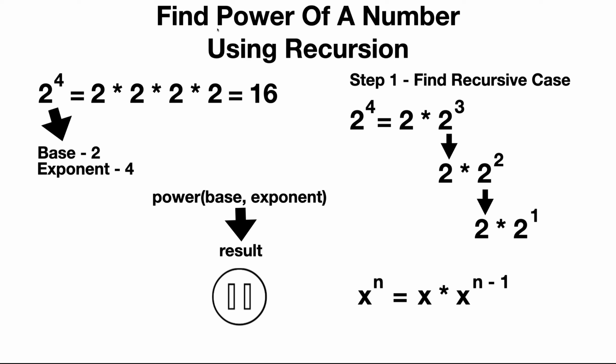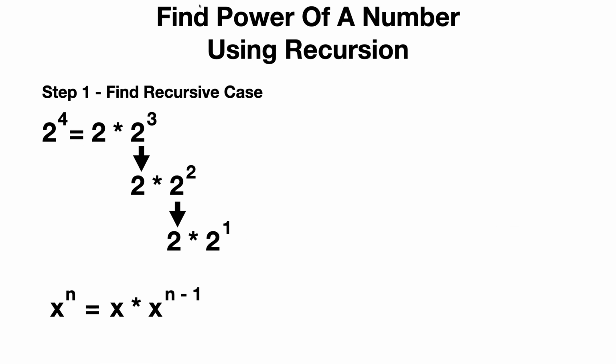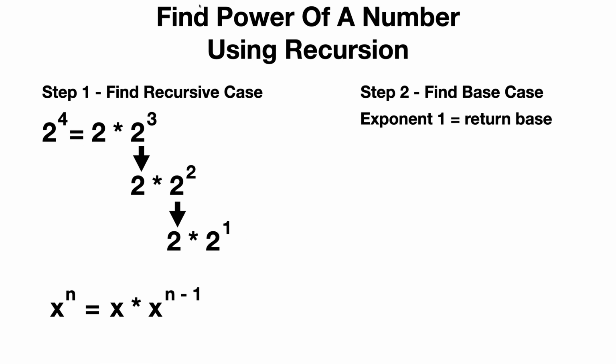Now that we have found our recursive case, let us move on to find our base case. I'm sure that by now you would have guessed the base case. It is whenever our exponent becomes 1, from that point we don't need the recursion anymore. So we can say that whenever the exponent is 1, we can return the base number itself. And whenever the exponent is 0, we can return 1.